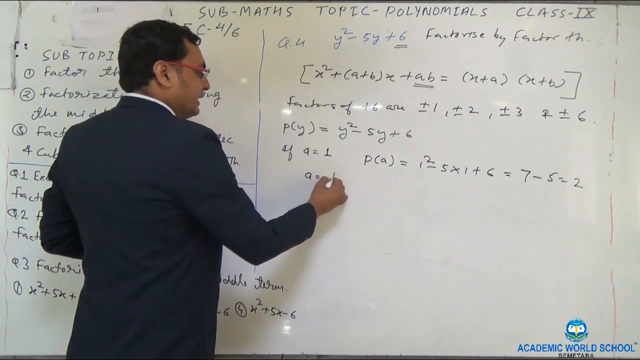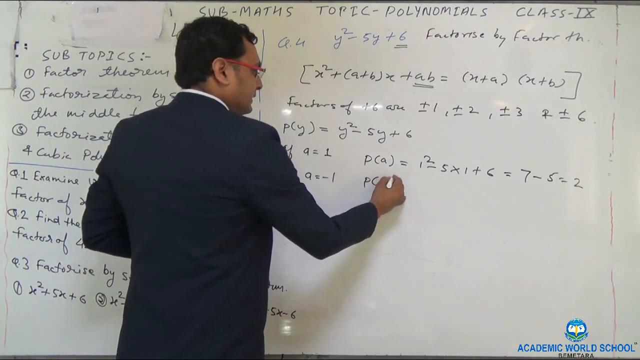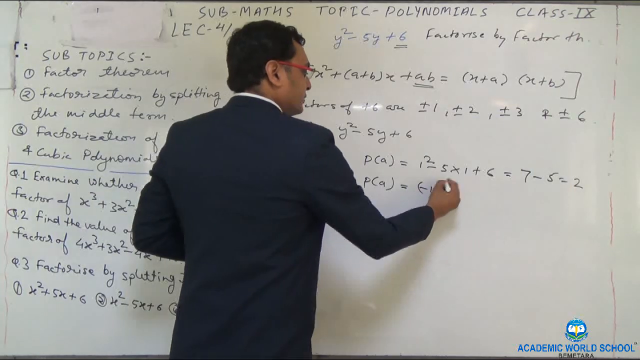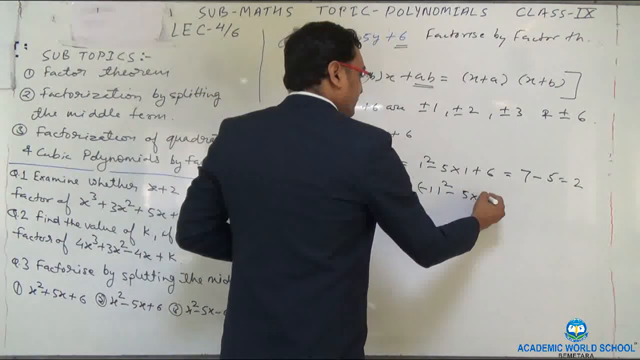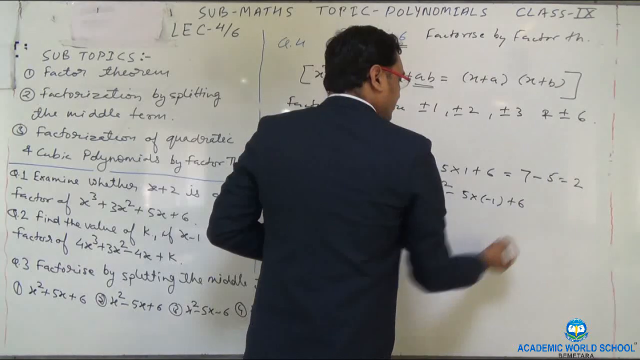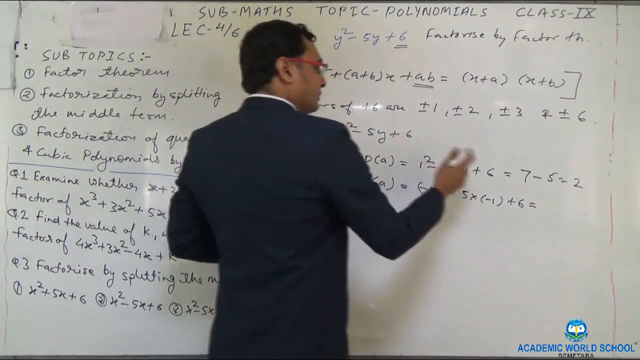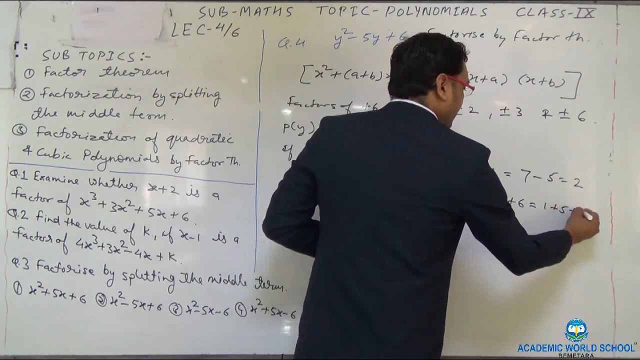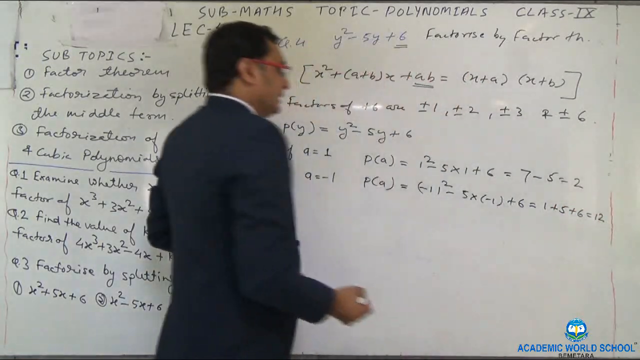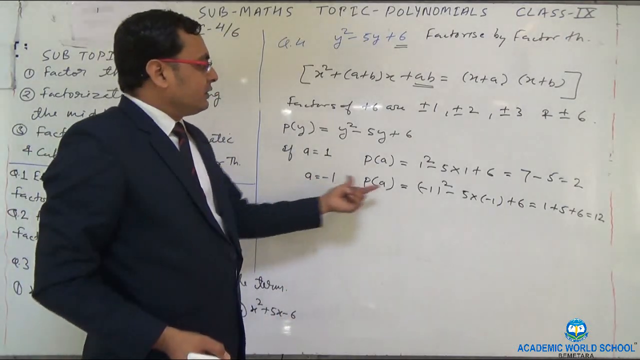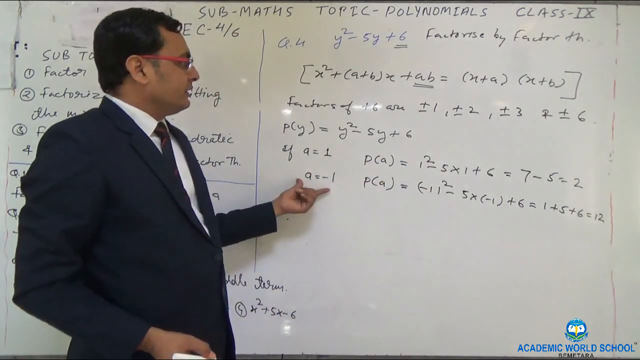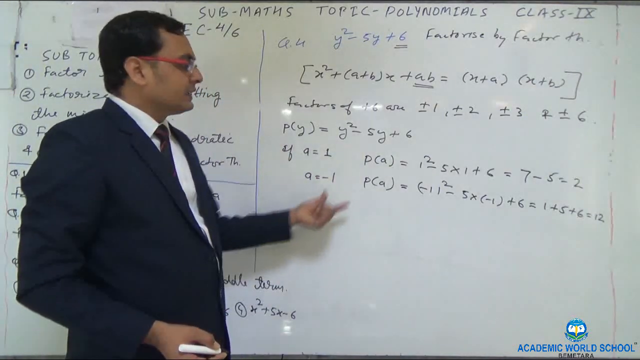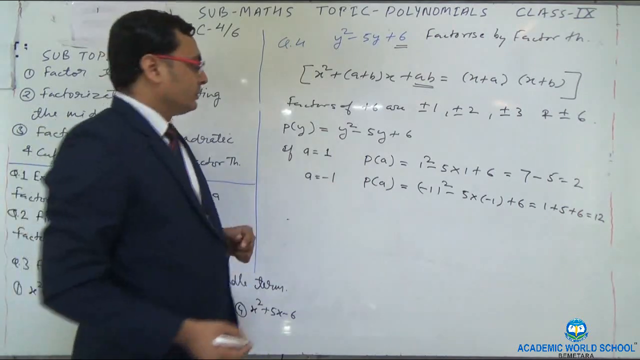If a is equal to minus 1, then look at this value. P(a) is equal to minus 1 square minus 5 into minus 1 plus 6, which is equal to minus 1 square is plus 1, minus 1 into minus 5 is plus 5 and plus 6, which is equal to 12. Here also the value of the remainder is not equal to 0, so we will not get the factor. We have to do this process until we get the remainder P(a) is equal to 0.